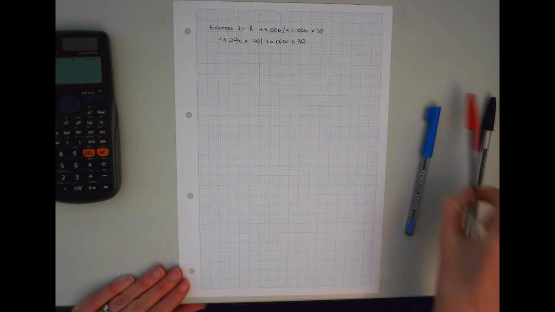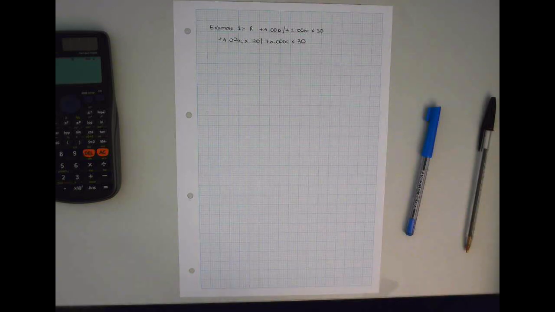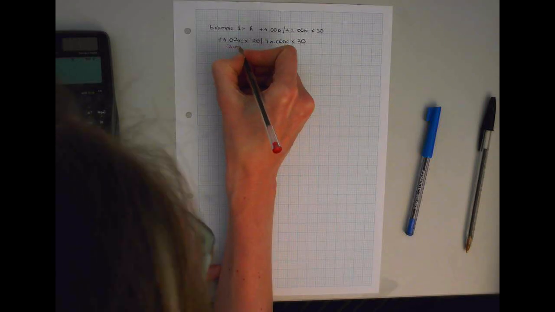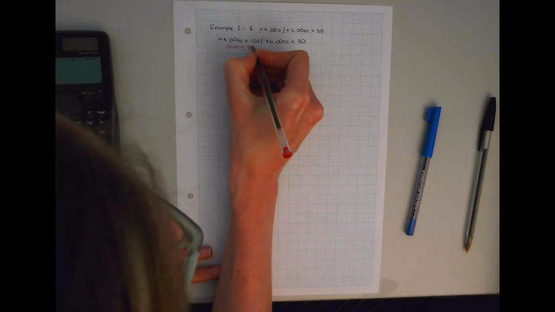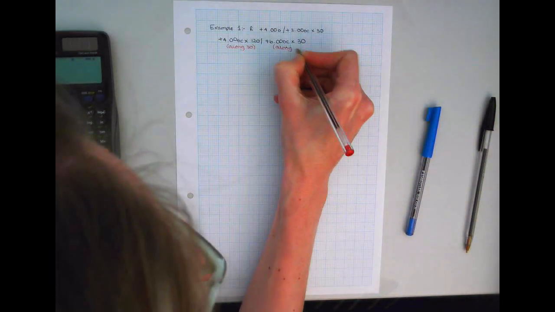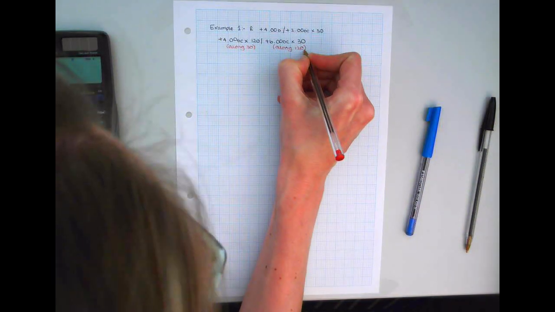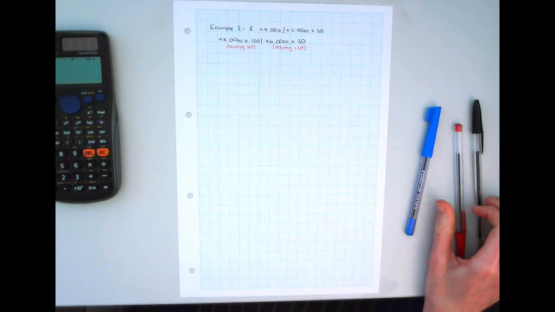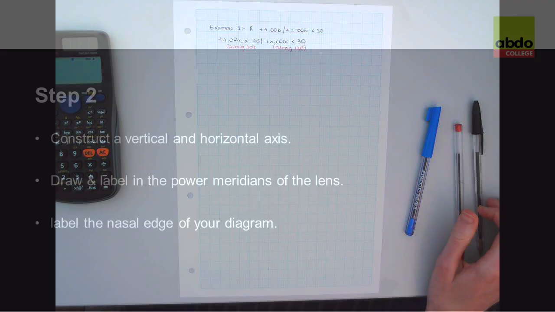And for our graphical construction, we need to show where the powers run. So in our cost cylinder form, we have an axis. Therefore, we need to show where the power runs along. For the axis, we use a cost, which is at. So it's +4 at 120. And our powers run along 30, as power runs 90 degrees to axis.